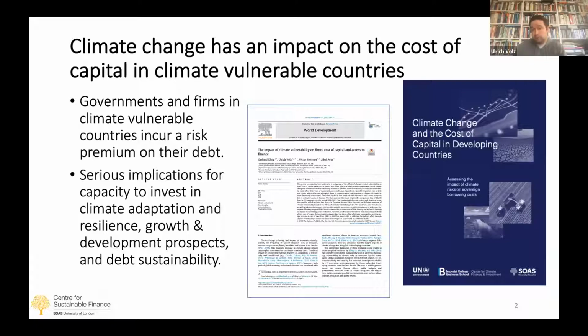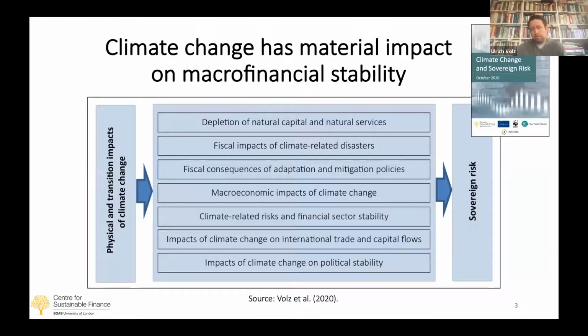Now, the higher cost of capital also translates to the private sector. So in a separate study, using firm level data, we could show that firms in climate vulnerable countries actually also have to pay higher cost of capital, so they will also be constrained in their development. So this is a really serious problem.